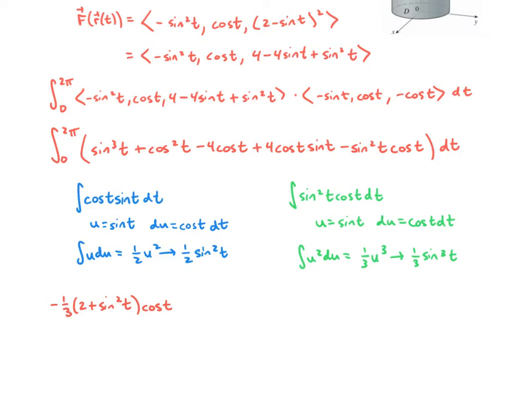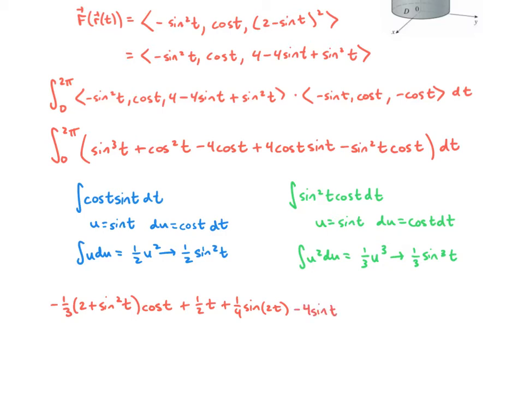And then for cosine squared, we have 1/2 t plus 1/4 sine of 2t. All right, so what I've done is I've taken the antiderivative of sine cubed t, we get all of this. Cosine squared t, we get all of that. Then we have our next one, which is minus 4 cosine t. That's going to be minus 4 sine t.